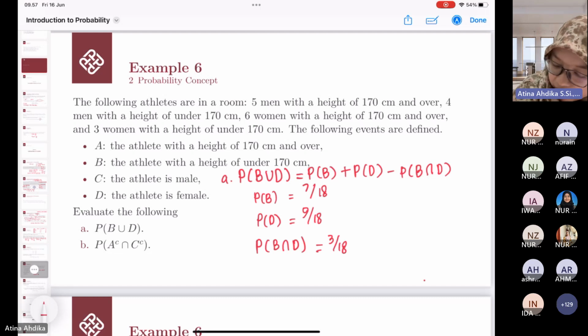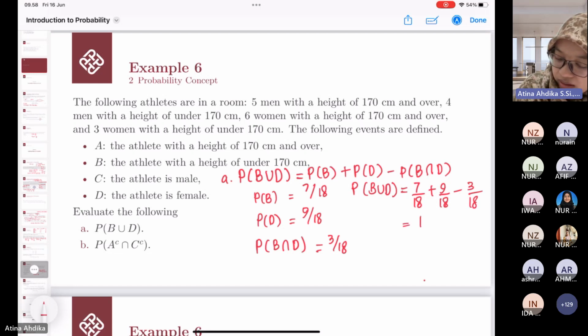So we have the answer here: the probability of the union between B and D equals 7/18 plus 9/18 minus 3/18. So we have 13/18 here. Okay, thank you.